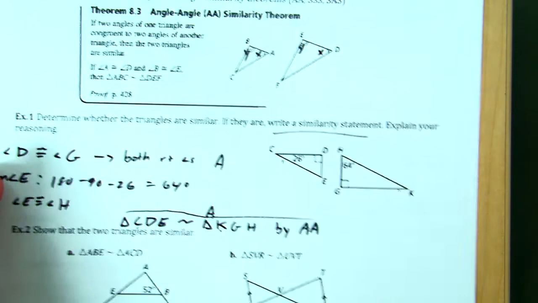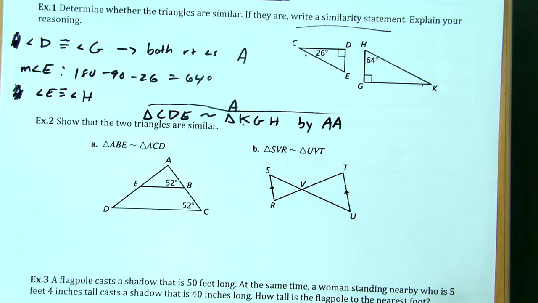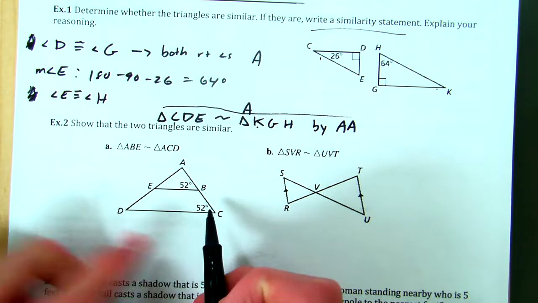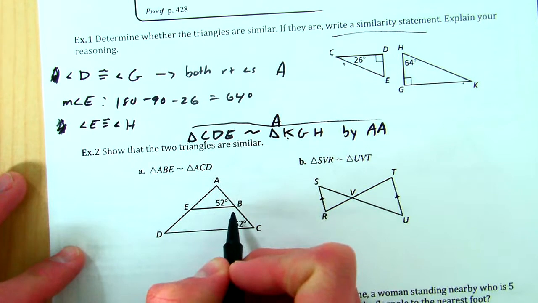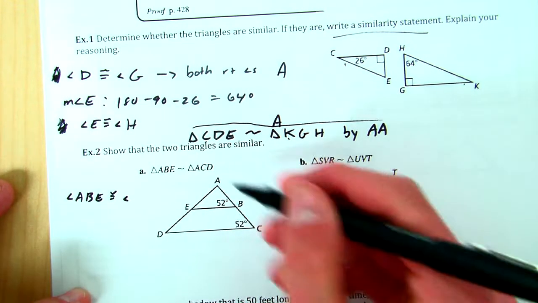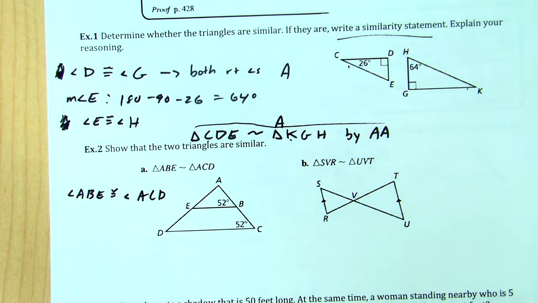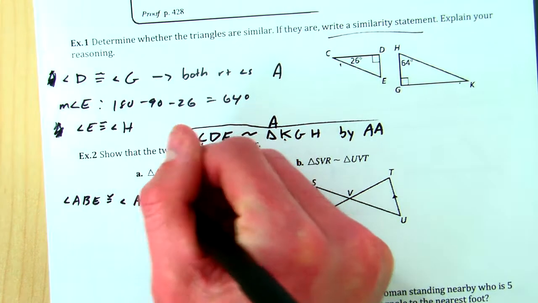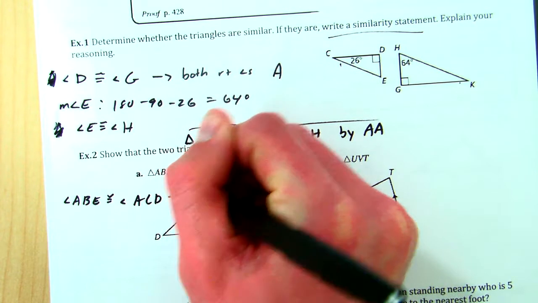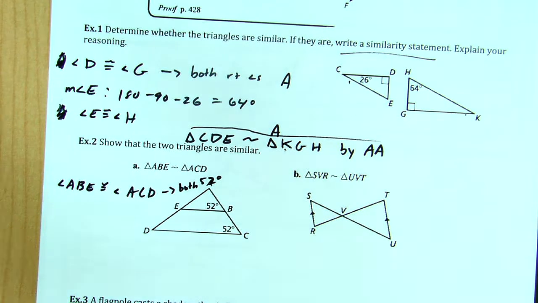Okay, let's do a couple more examples here. Now I'm back to writing. Show that the two triangles are similar. Show that triangle ABE is similar to triangle ACD. Well, the only thing that we know right now, just by looking at this, is that angle ABE is congruent to angle ACD. And the reason that you can just say that is because they're both 52 degrees, right? Both 52 degrees. So since they're both 52 degrees, they're obviously going to be equal to each other.